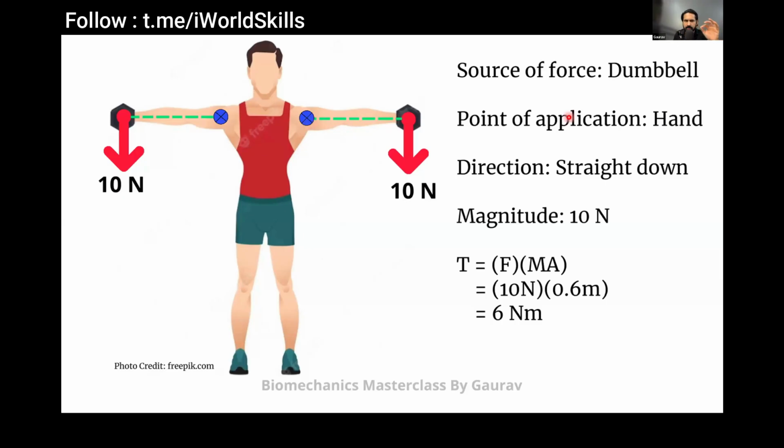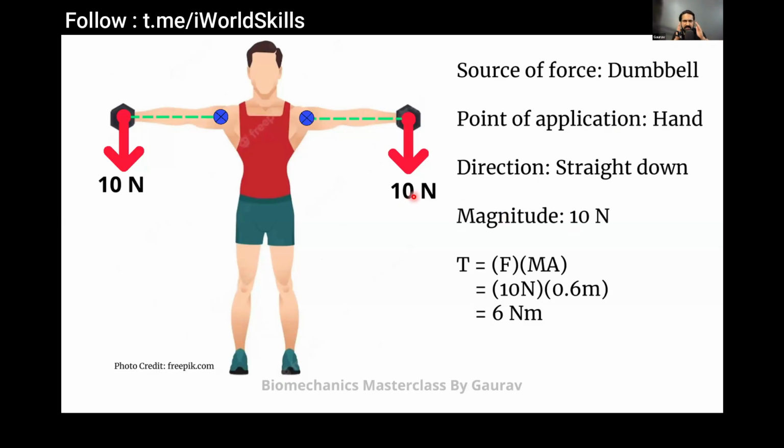Correct? Now, first, let's understand the attributes of the external force very quickly. What is the source of force? Dumbbell, because this person is holding dumbbells in his hands. What is the point of application? Hands again. What is the direction of external force? Straight down because of force of gravity. Same as the previous example. And let's say the magnitude is also 10 Newton.